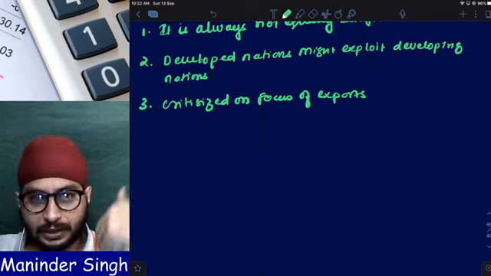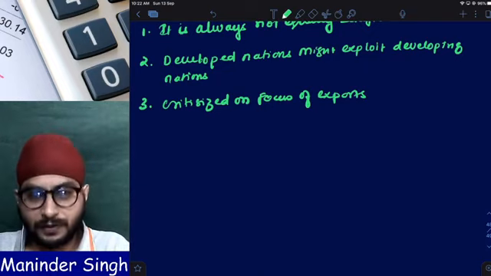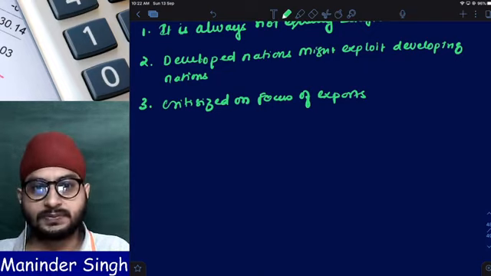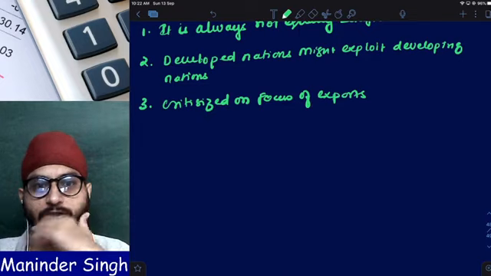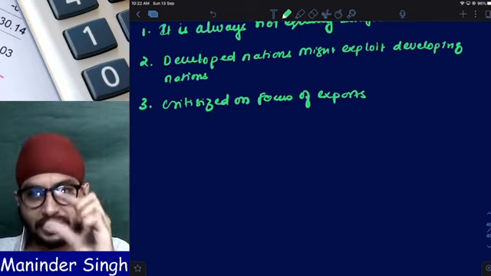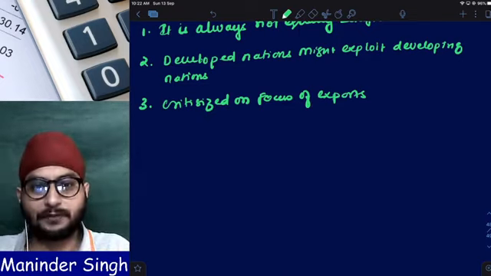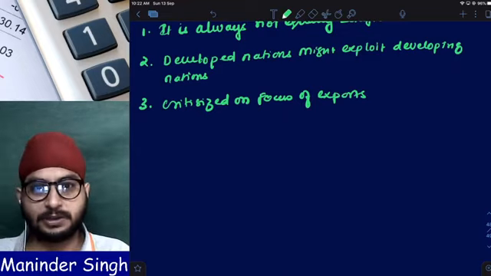Sir, when every country is focusing on exports, then who will focus on imports? If your focus is majorly on exports and you want to do very little imports to become a developed country, is it practically possible? Every country focusing on export, it's practically not possible. You should have a balance between exports and imports.